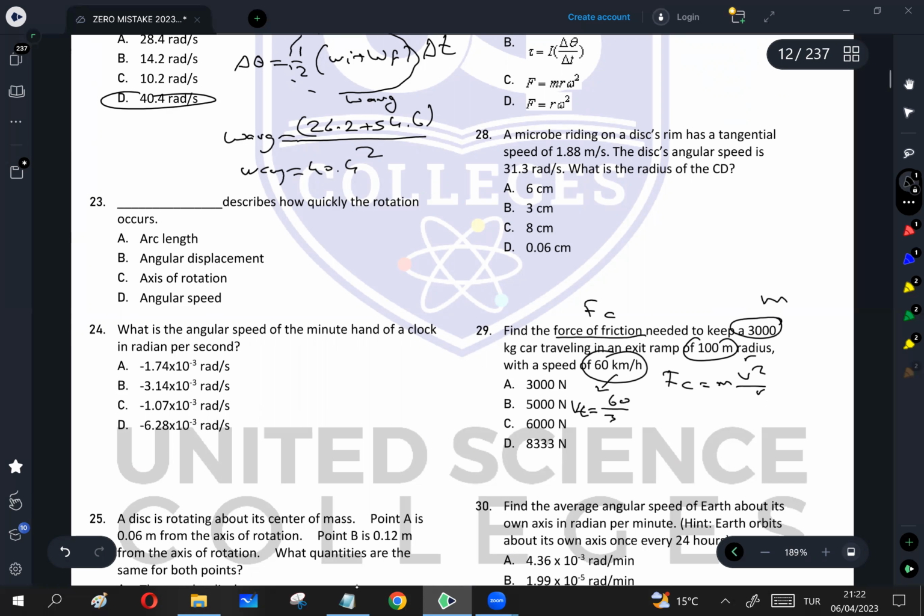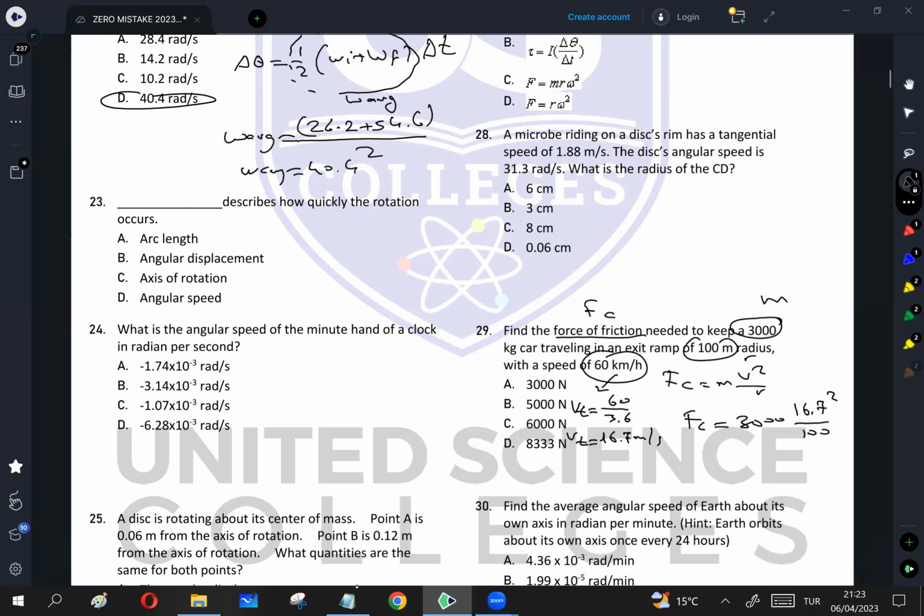60 divided by 3.6. If you divide kilometers per hour by 3.6, we convert it to meters per second. That is 16.7. After that, insert in the equation and calculate centripetal force, which is at the same time force of friction. m is 3,000, v is 16.7 squared, divided by radius 100. I'm going to use the calculator, multiply by 3,000, divided by 100. Answer is 8,323. That is the correct answer.